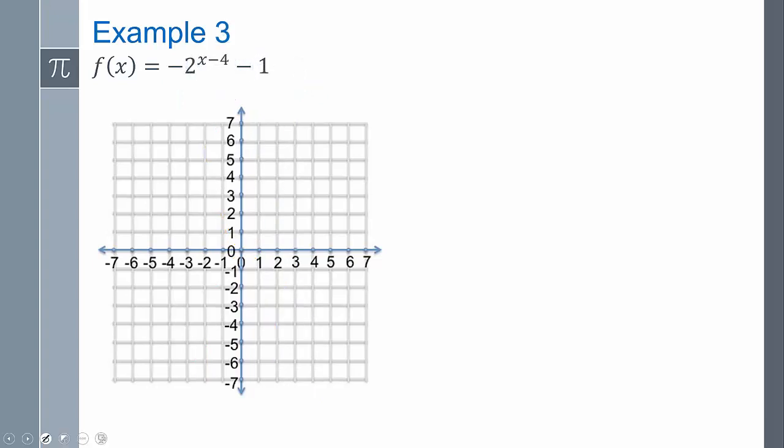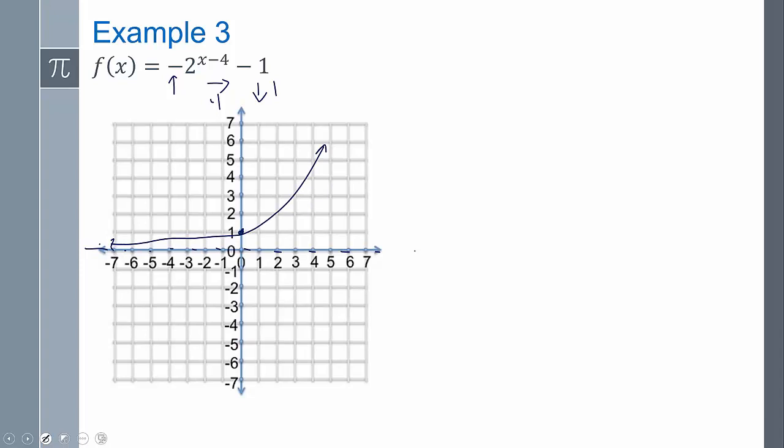Let's look at an exponential. So I have the negative, so that means a reflection over the x. The horizontal shift, it's going to move over 4 spaces, and it's going to move down 1. So I know that's my starting point, and I have that horizontal asymptote, and then my graph is going to do this. That right there, that's my parent graph.